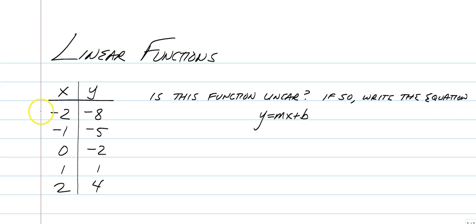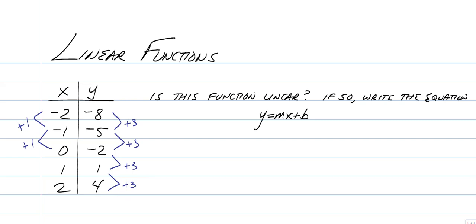What you need to do is see if it has a common difference. So if we look at our x's, we're going up by 1 each time. So if it's linear, your x and y's will increase at the same rate each time. So this is going up by 3, this is going up by 3, up by 3, up by 3. So if they have a common difference, it is a linear function.